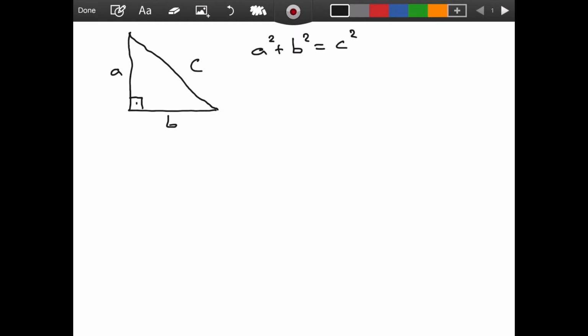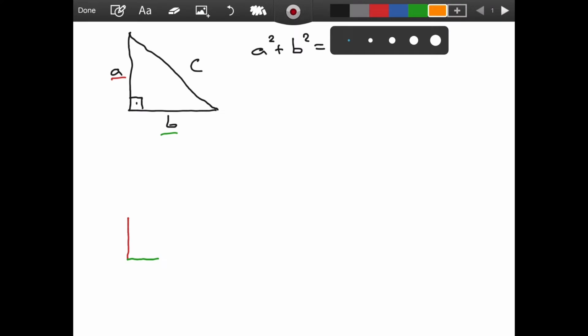The theorem itself. Well, I will start by organizing four of these triangles into an interesting shape. Let's color code it. Red will stand for A. We will have one side like this, and the green will stand for B. We will have another side like this, and yellow will stand for C. We have our triangle.